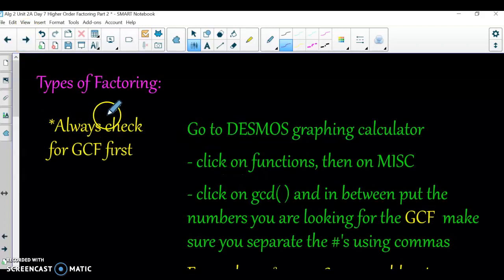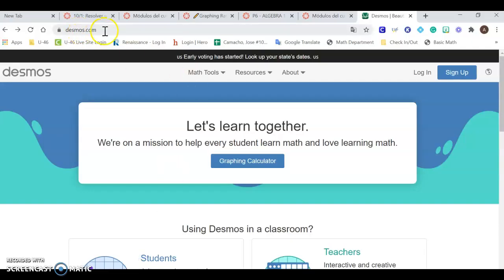We ended up already going through different types of factoring. And so just to review, whenever you want to factor, you always check for your GCF first. One thing that you can do is use Desmos. You're going to go to Desmos, the graphing calculator. So I'm going to show you that right now. You go to Desmos.com, click on graphing calculator.